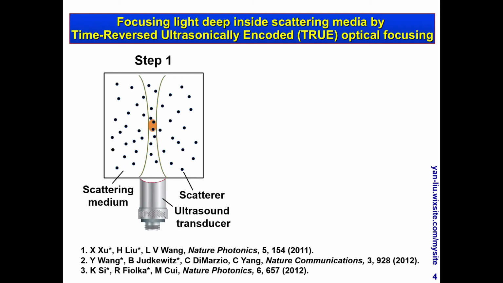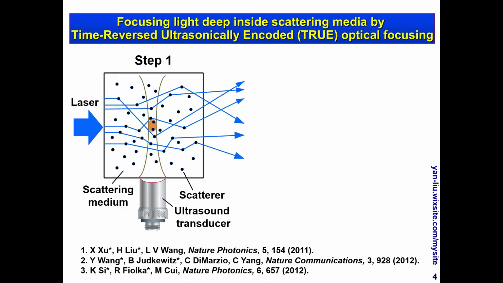Compared with light, ultrasound is much less scattered in tissue due to its long wavelengths. So we first focus ultrasound to a small volume deep inside scatter medium. Then we illuminate a laser beam. Of course, light will be scattered by all these heterogeneities. But a portion of light passing through the ultrasound focus will change its frequency due to the momentum transferred from the ultrasound. These frequency-shifted photons shown in red come from the ultrasound focus, and we call them ultrasound-tagged photons.